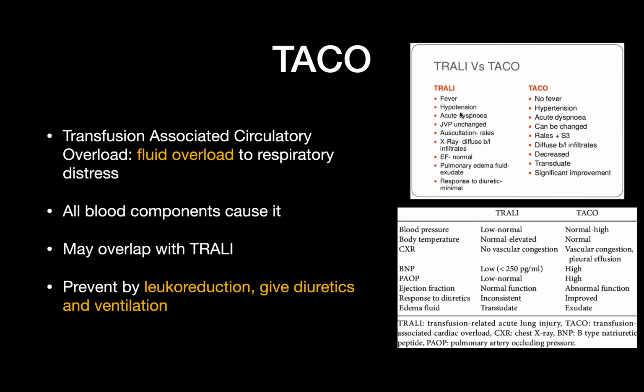So when patients start presenting with rashes and then dyspnea, you want to check if they have hypertension, hypotension, fever, or no fever. In TACO, all kinds of blood components can cause it. It can overlap with TRALI. These things are not mutually exclusive. So we will prevent this by leukoreduction. We don't want to give too many white blood cells. Give diuretics and provide ventilation.